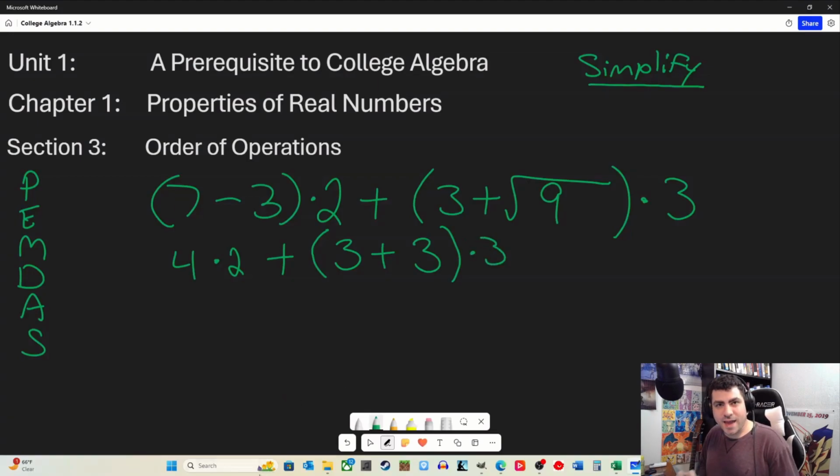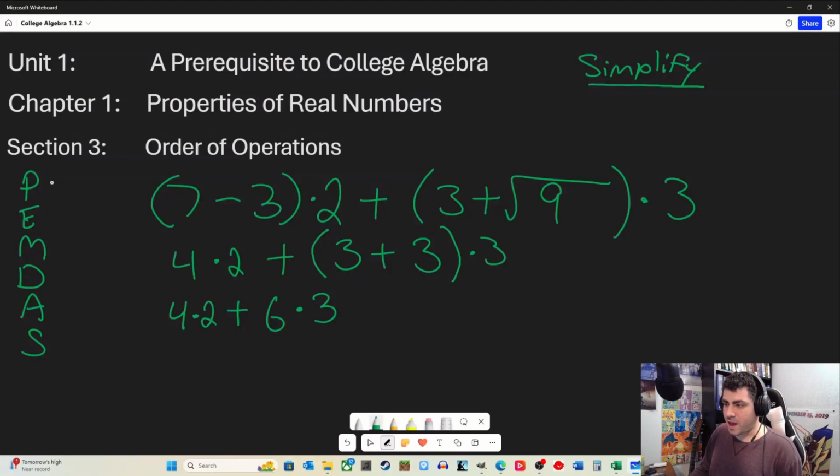Alright, let's keep it simple on ourselves and stay inside the parentheses. We have 4 times 2 plus 3 times 3. 3 plus 3 is 6 times 3. So we can't add yet. Even though we added inside the parentheses, now we're done with the parentheses.